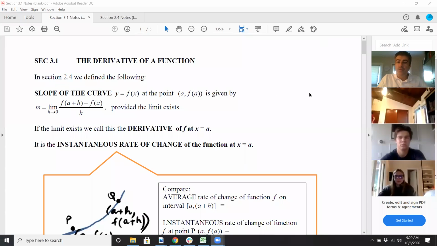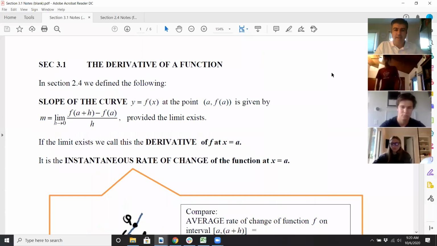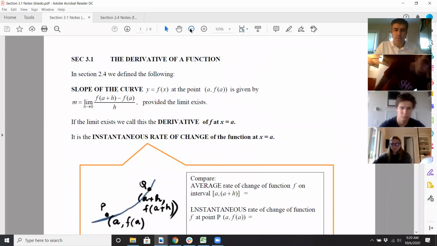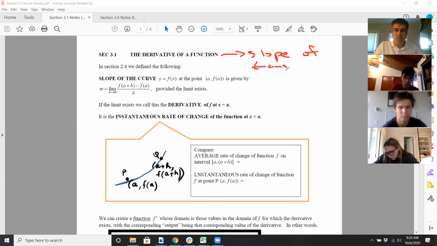Okay, so we're going to start at 3.1. 3.1 is very closely tied to 2.4. It's all about the derivative of a function, which is the slope of the tangent line at a particular point. So that's what we're looking at, the derivative function, the slope of a tangent line.